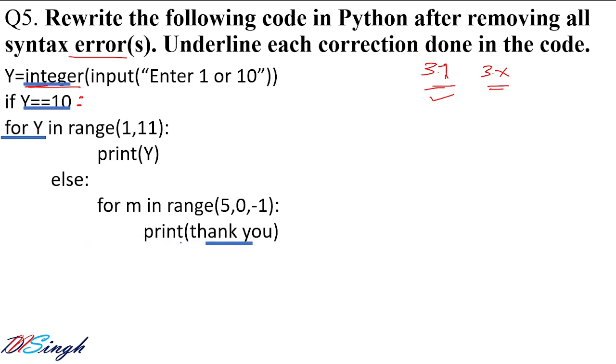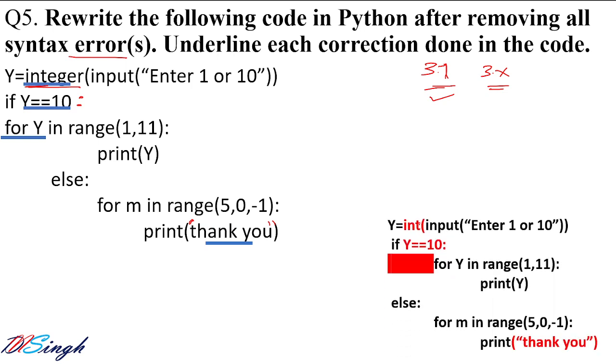Next we see here, under that print statement we have to have quotes around the string, because this is a formatted string and a formatted string must be enclosed inside single quotes or double quotes. Let us see how the code will look after removing all the errors. So this is the first error and this is the second error, then we have the third error, and this one is the fourth error. So you have to write your answer like that, remove the errors and then put an underline wherever you have made the correction.